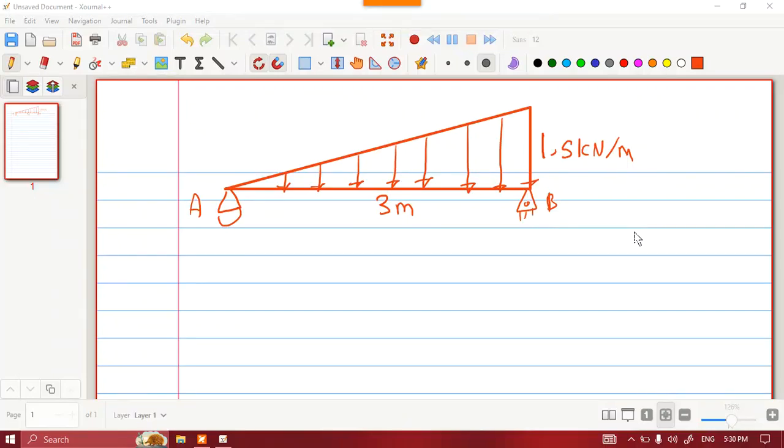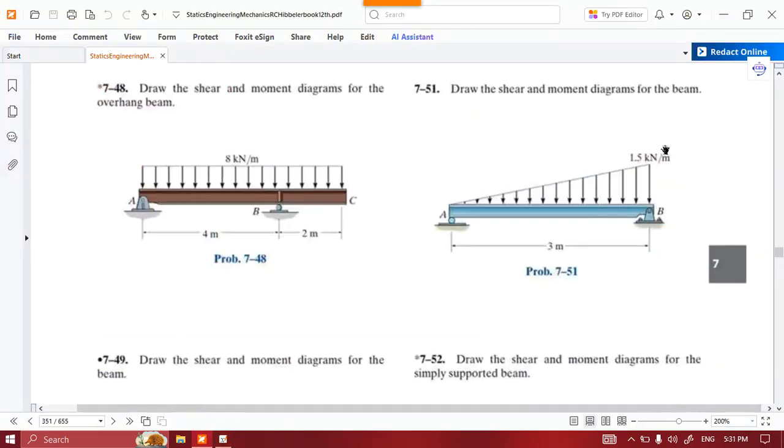It's Hashim. Today I'm going to show you how to draw the shear and moment diagram for this problem. As you can probably see, this is the problem. It's 7-51. So let's get started.